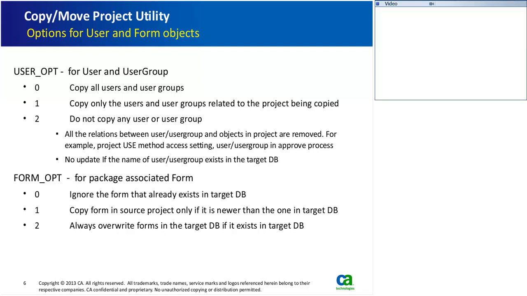Option 2 is basically just don't copy at all, and if you have something existing in the target, just remove it for me.